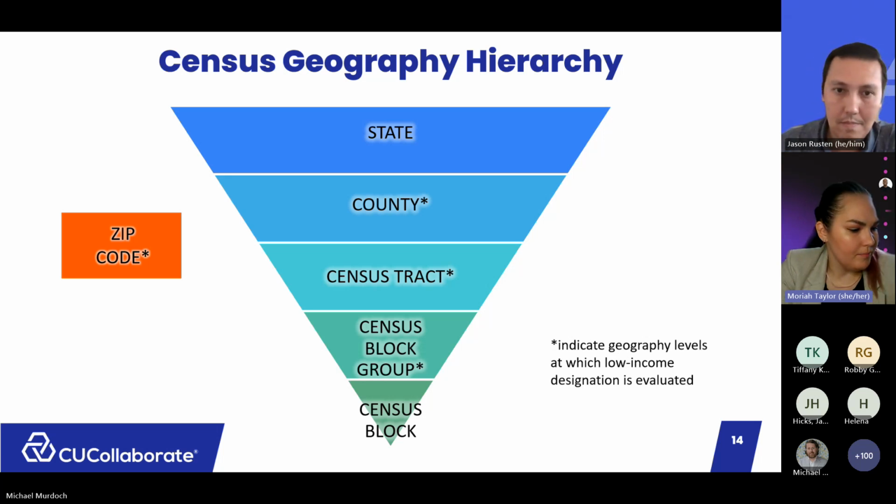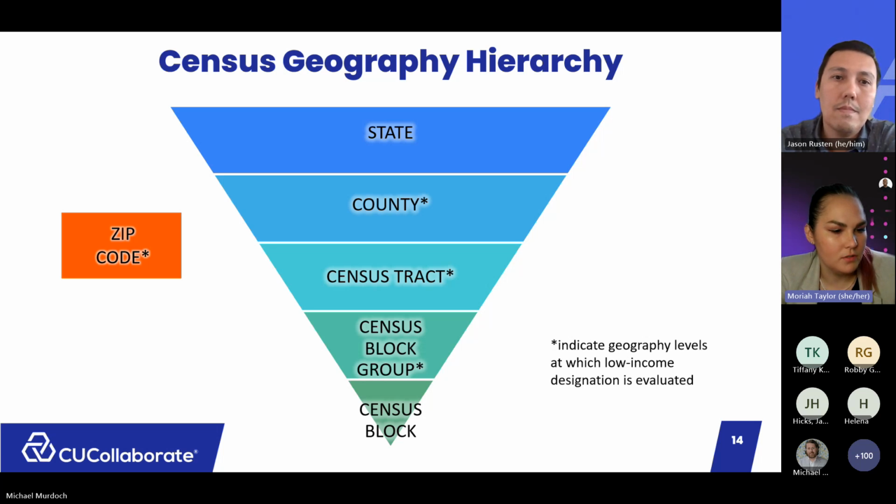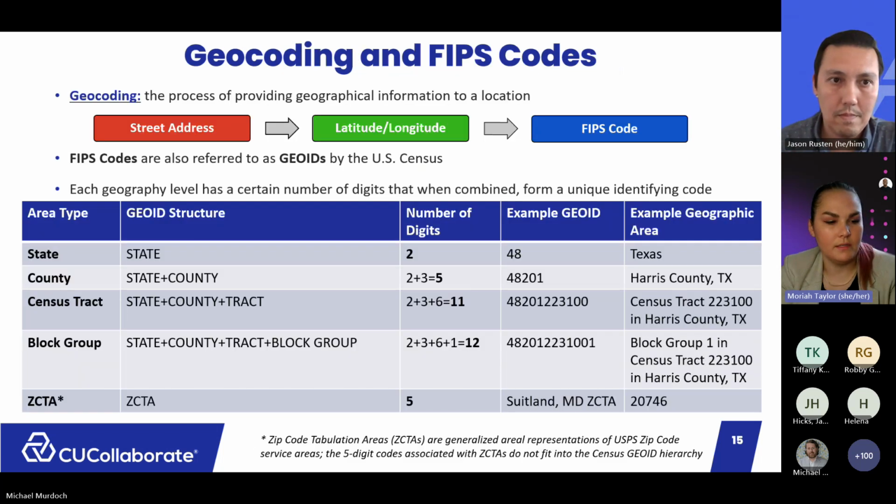The methodology that's used to assess whether someone lives in a low-income designation area is called geocoding. On the next slide here, geocoding is the process of providing geographical information to a location. So you take a street address, you get a latitude and longitude, and then you get a FIPS code. So what is a FIPS code? A FIPS code is a unique code for identifying different geographies.